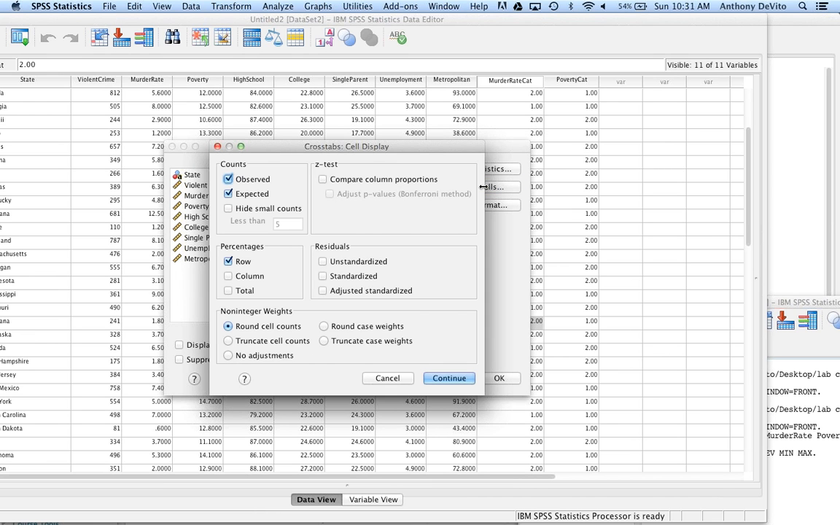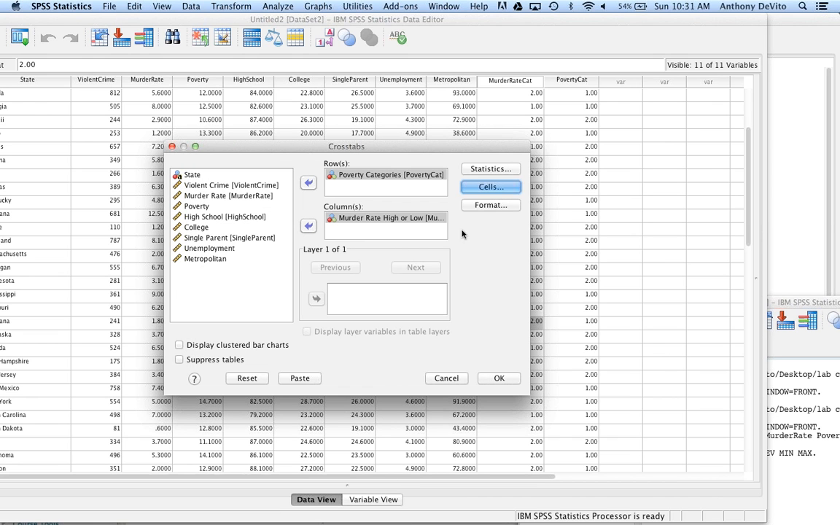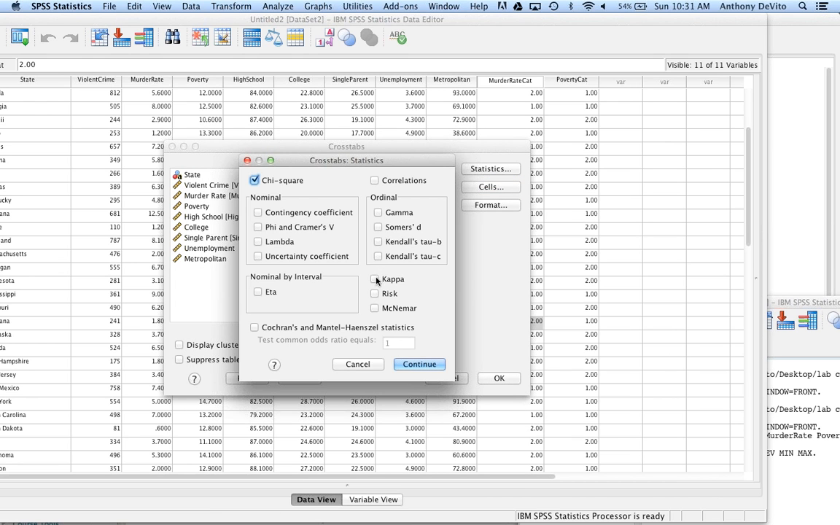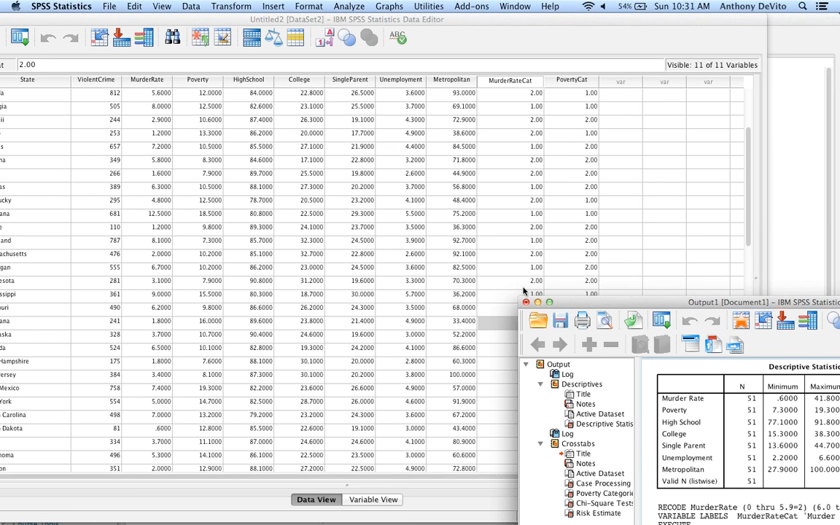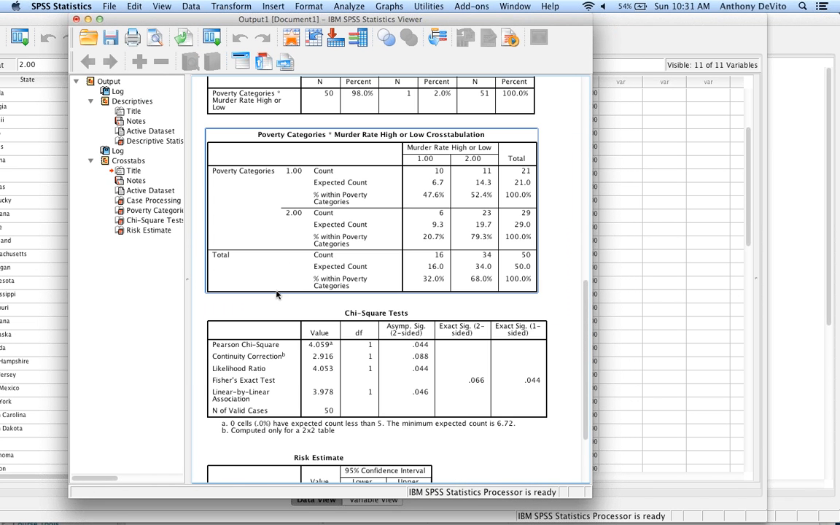Continue, and I'm going to tell it to calculate my risks. Here's my risk. Cancel. Statistics should be in here. Risk. So I'm going to tell it to calculate everything at once because I don't have the time to do it individually, and see what happens.